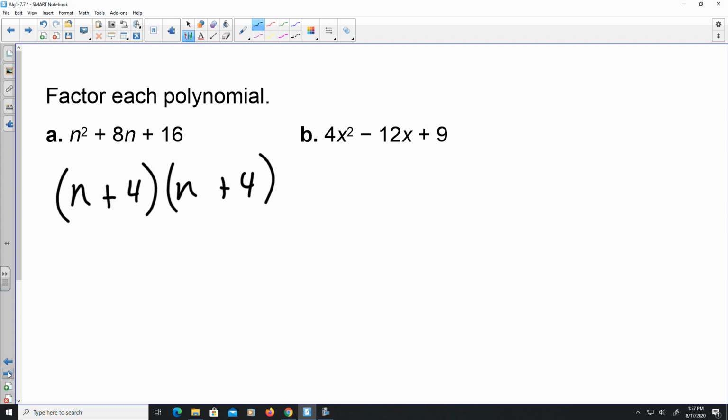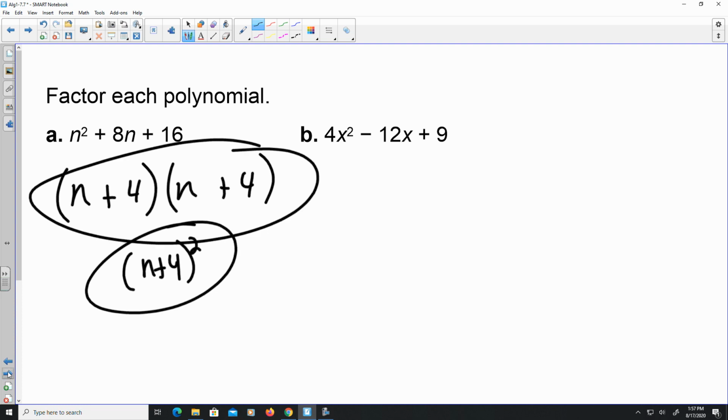They just so happen to be the exact same thing. You can leave it like that, or you can write it as n plus 4 quantity squared. This and this are acceptable answers. If you look at B, same thing.